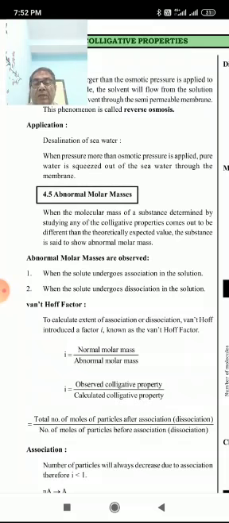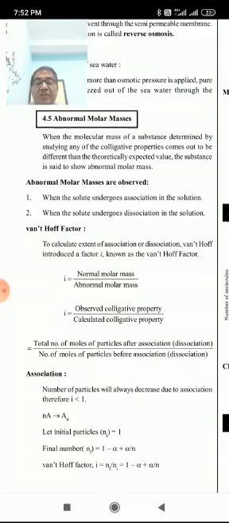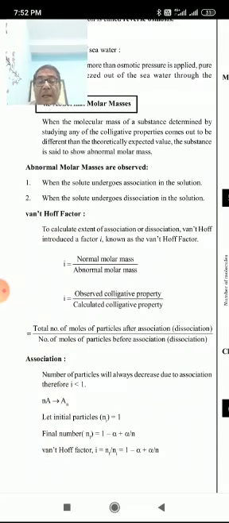Now, calculation of Van 't Hoff factor during association. As we know, during association, the number of particles will always decrease due to association. If dimerized, the number of particles becomes half in the solution, and so on. So i is less than 1.